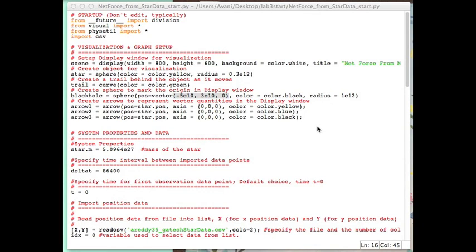The purpose of this lab was to analyze a star orbiting a black hole of unknown mass and determine the mass using Newton's law of universal gravitation. The main result was that the mass of the black hole was 2.61 times 10 to the 31st kilograms.